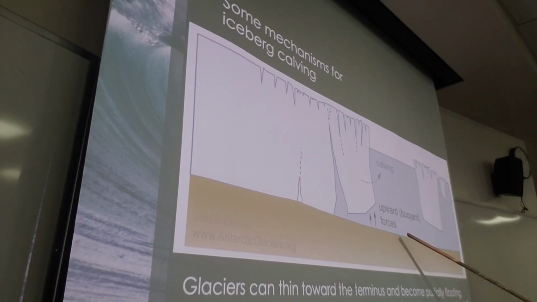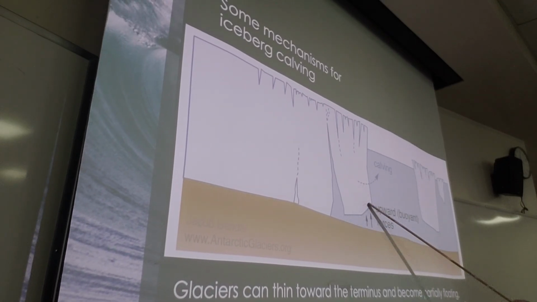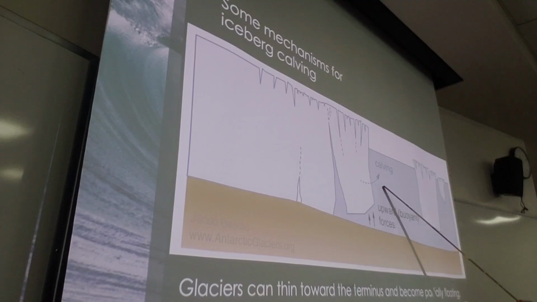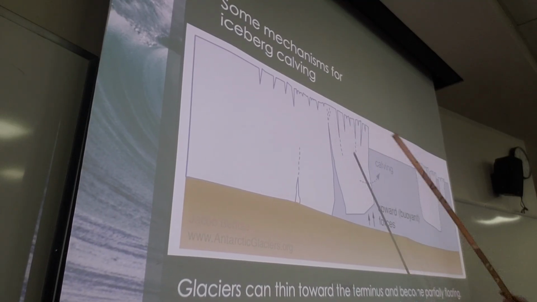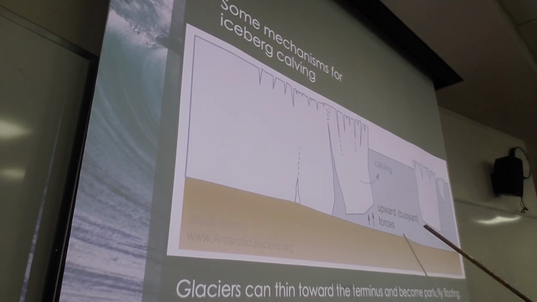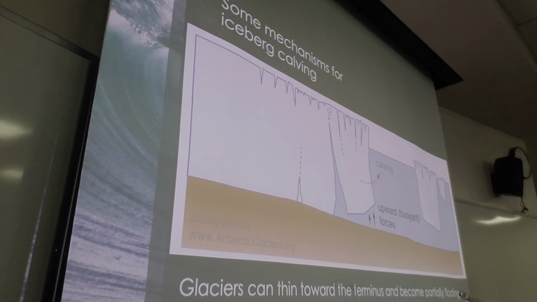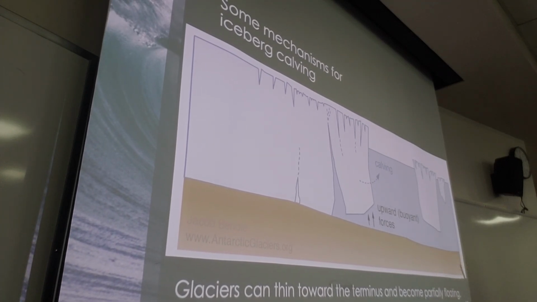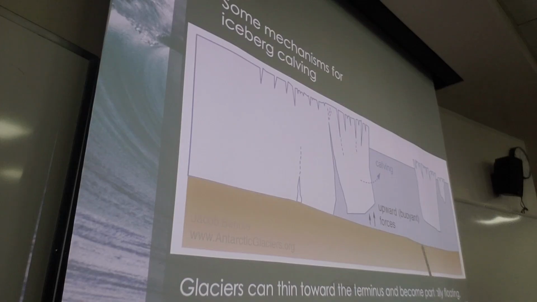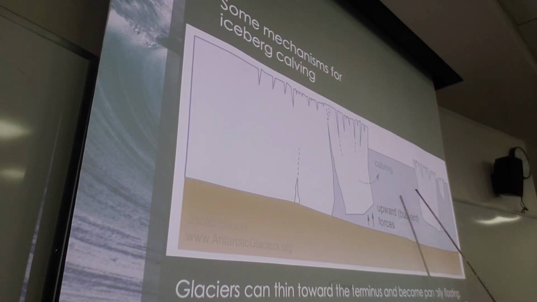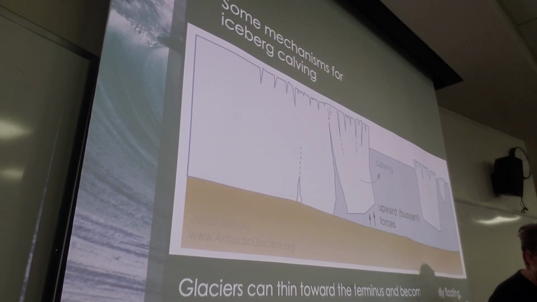And so if these buoyant forces get strong enough, maybe this crevasse deepens or whatever, you can crack this piece off and it can float away also. So you can have calving from the top, or you can have calving from the bottom, but both of them can produce large pieces of ice that float away.